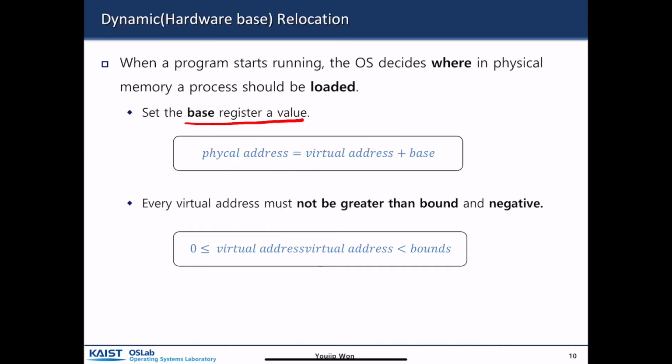And then every time it performs address translation, the virtual address must not be greater than the bound, and it should not be negative. So for every memory access, the hardware has to check whether the given virtual address access is valid or not by checking this condition: the virtual address is greater than or equal to 0, and less than the bound.